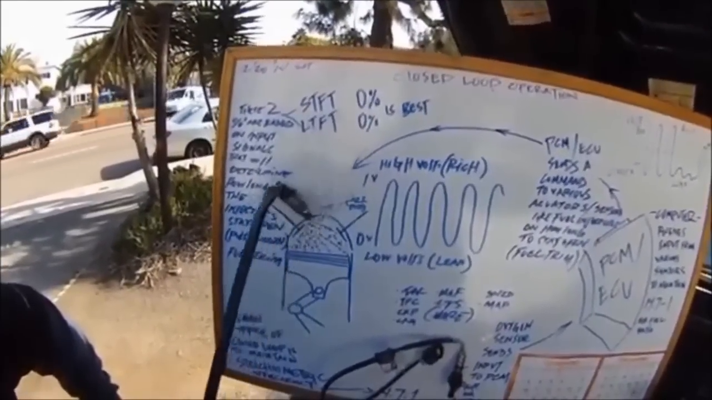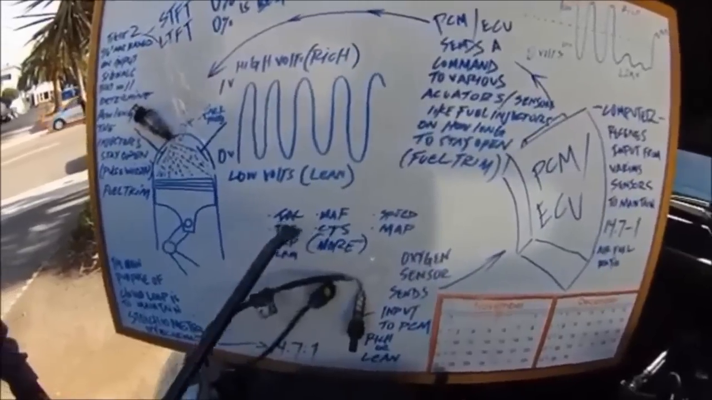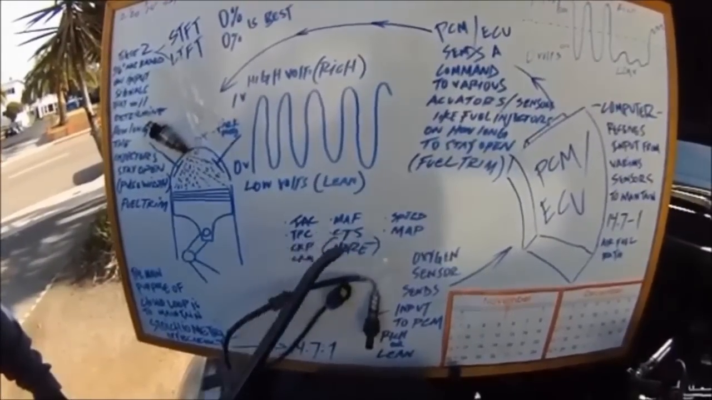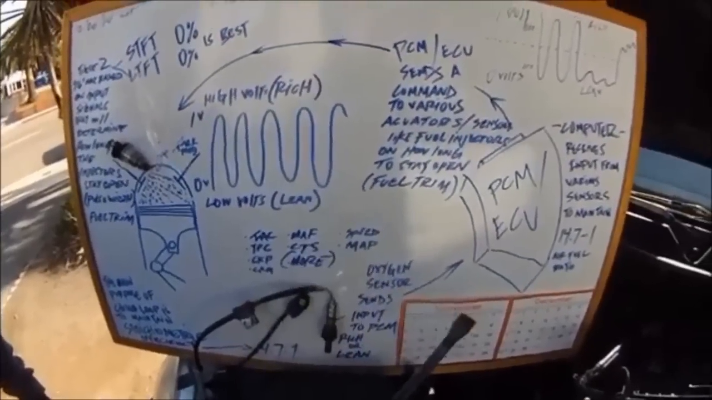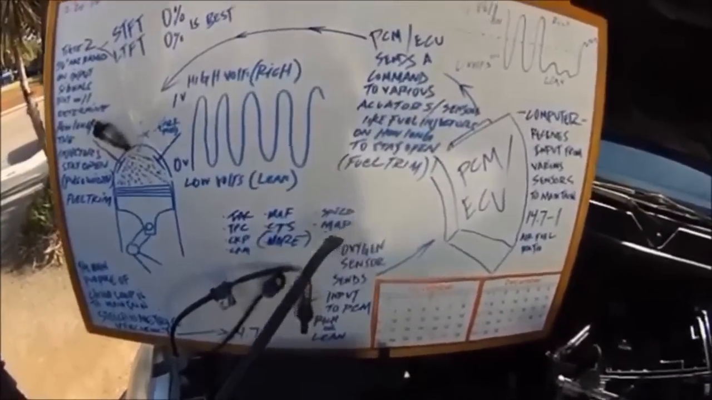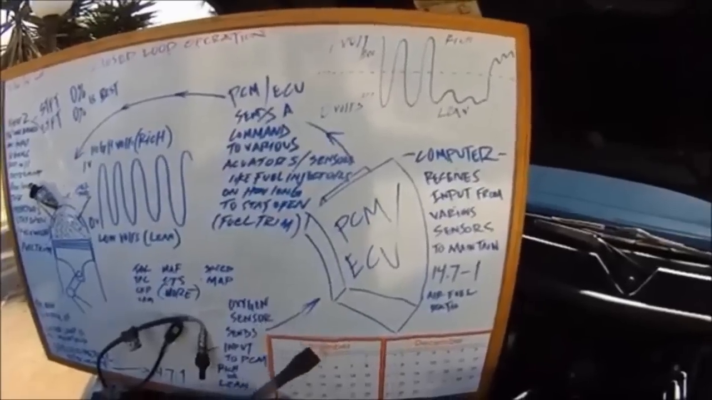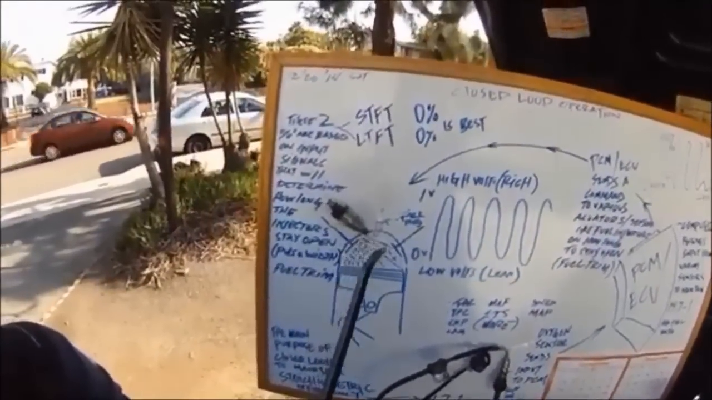What sensors? These here, and many more. This is the idle air control, throttle position sensor. This should have been an S. Crankshaft position, camshaft position, mass airflow sensor, coolant temperature sensor, speed sensors, MAP sensors, and many more than that. There's a ton of sensors that the PCM receives input from in order to make this determination on how long to keep this open here.